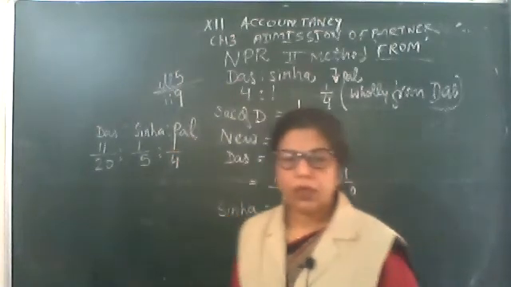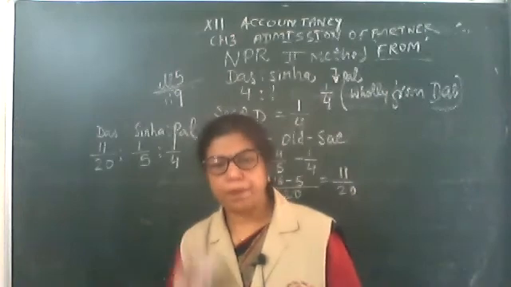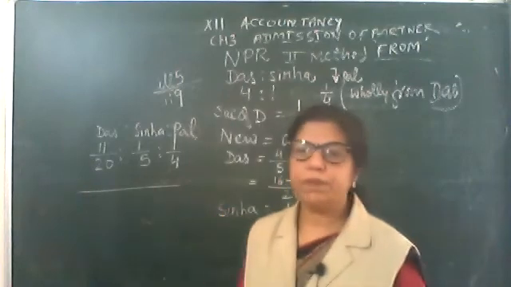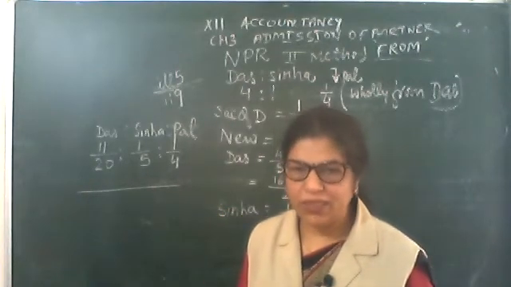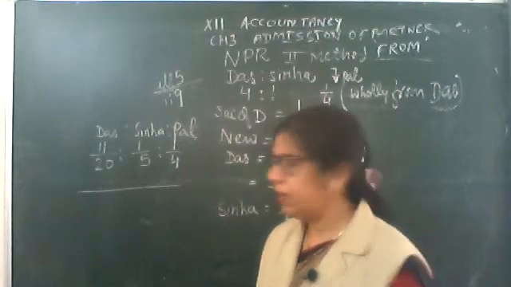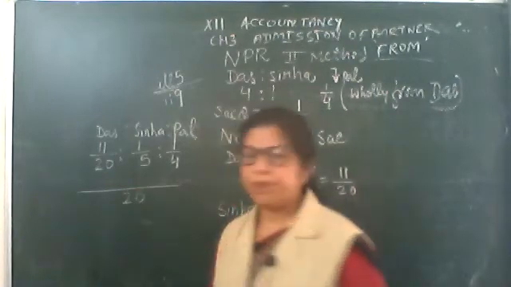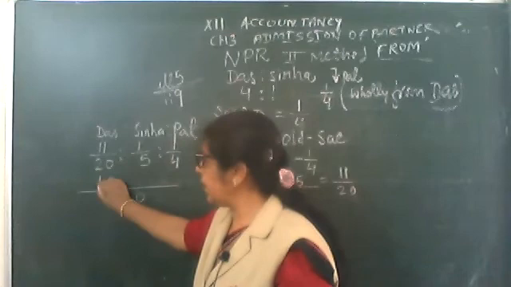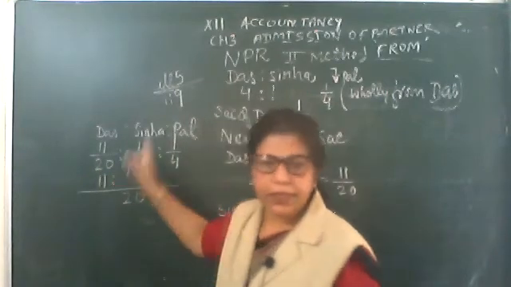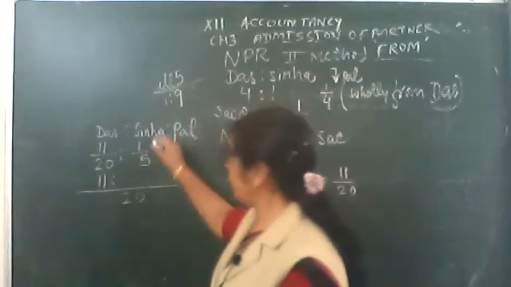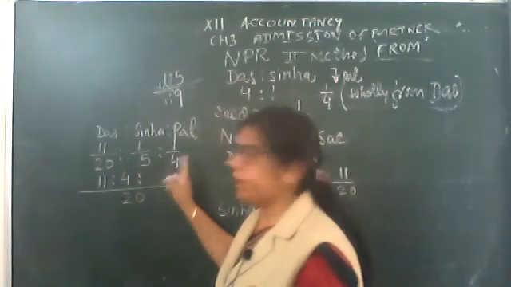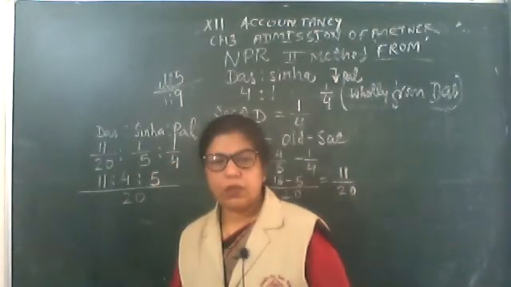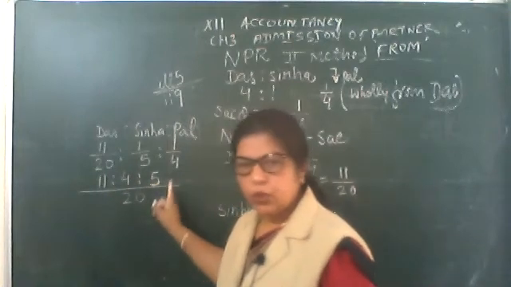Very good. But we cannot stop the answer here. As I explained, we have to make the denominator common. How to make the denominator common, you have learned in classes 6, 7, 8, I'm sure. 20 is the LCM. 20 divided by 20, 1 times is 11. 20 divided by 5, 4 times is 4. 20 divided by 4, 5 times is 5. And this is the answer in lowest terms.